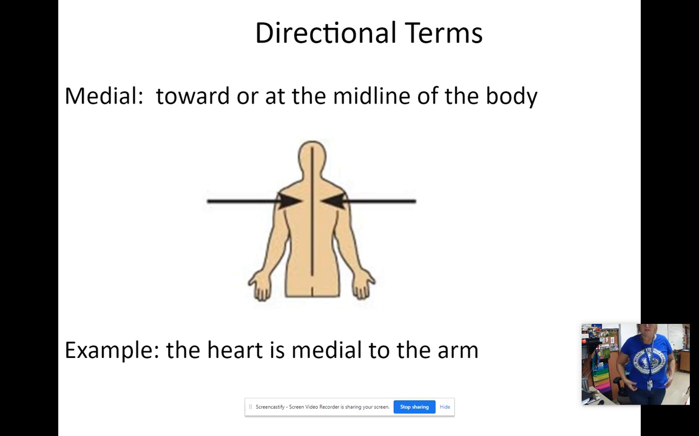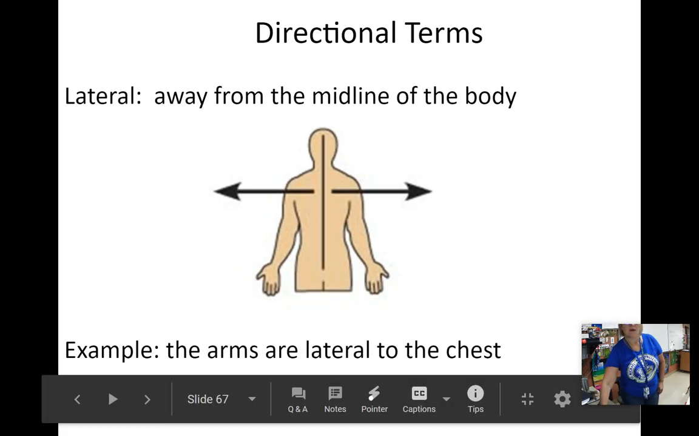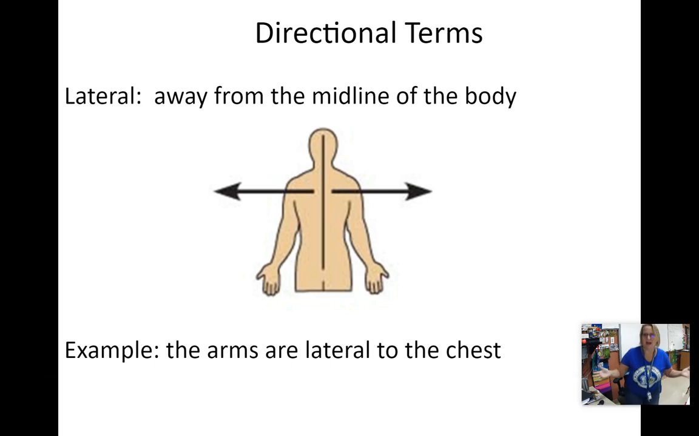Medial, think of middle. So medial is towards the midline. So the heart, and again, we're always comparing one structure to another. You can't just say that's medial because it's medial to what? You have to have a comparison. So the heart is medial to the arm. It's towards the middle as compared to the arm. Lateral is the opposite of that. So lateral is away from the body. So your arms are lateral to your chest. So your chest is more medial and your arm is more lateral.